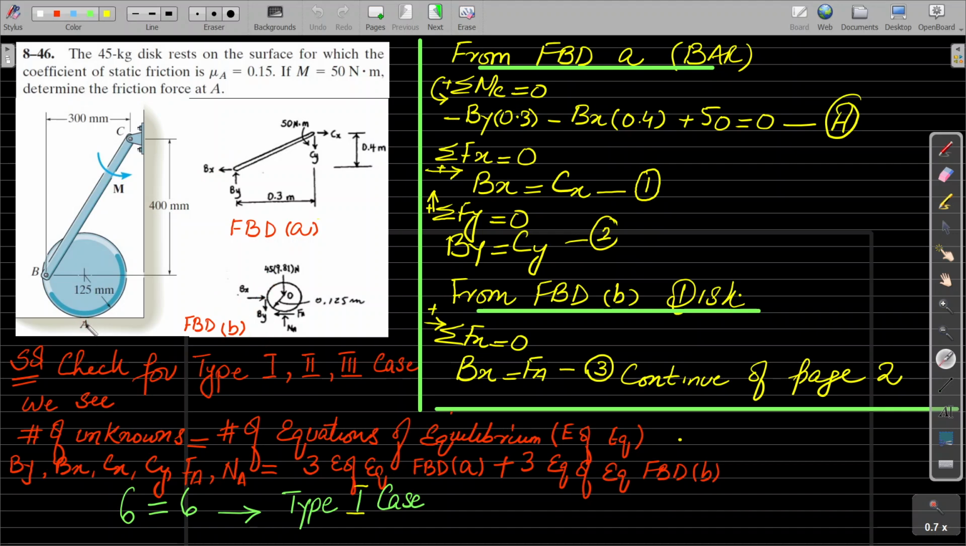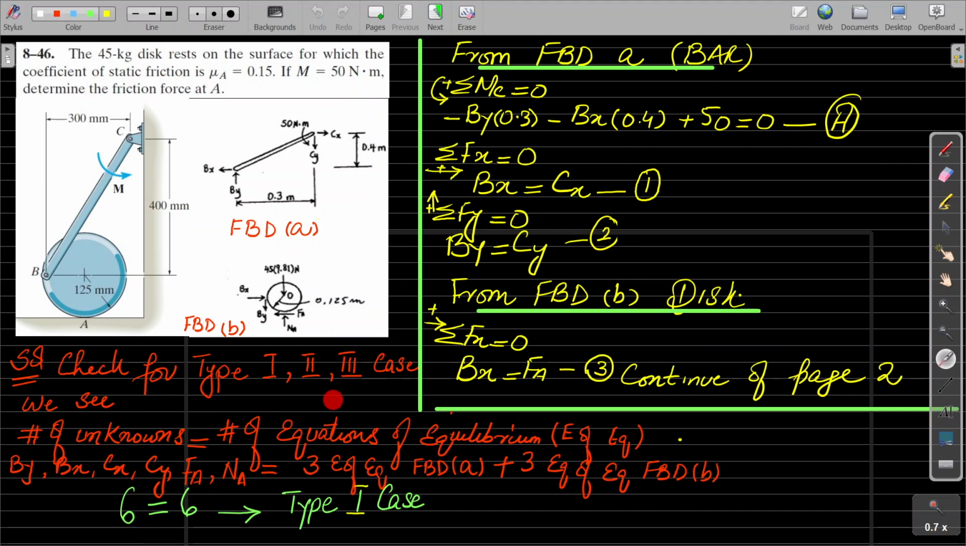The very important point is A. The normal reaction Na is perpendicular to the surface at the point of contact. Since the motion will be in the anti-clockwise direction, the friction force Fa acts towards the negative x-axis. The weight of the disc is given as 45 kg, so at the center, point O, it is 45 into 9.81. This is the explanation of the free body diagrams of A and B.